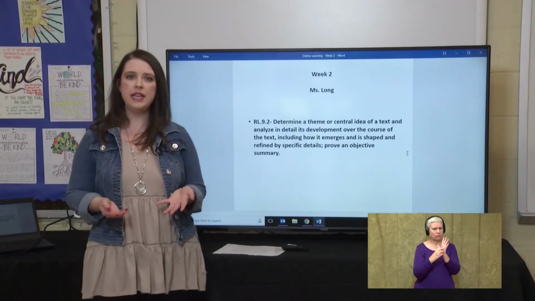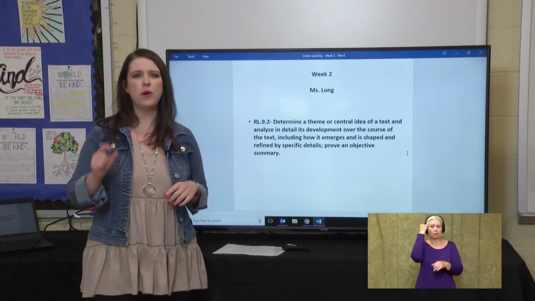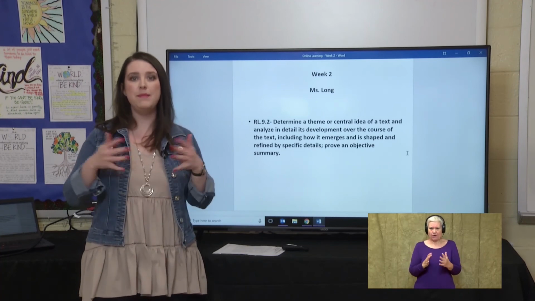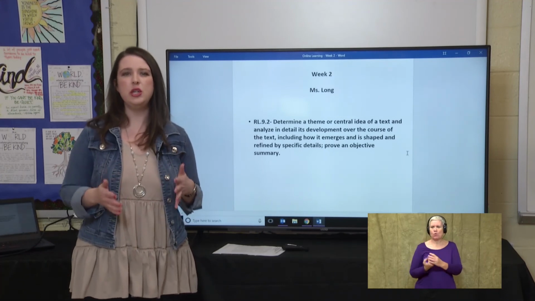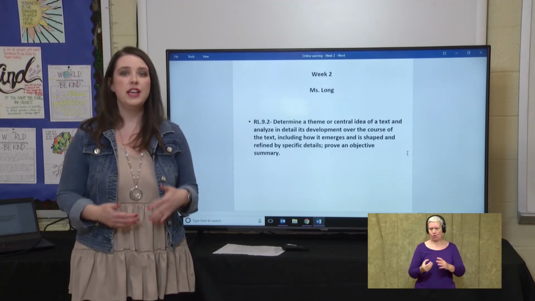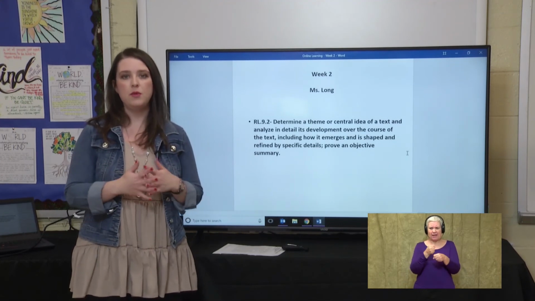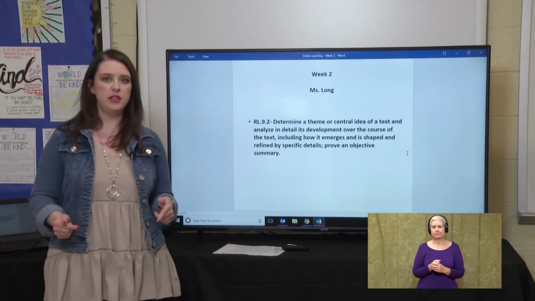Today, we're going to look at a larger text, and we're going to focus primarily on central idea and how a writer produces a central idea, and then how that writer makes it grow. Okay, and we're looking at how that person uses specific details to make that central idea grow throughout a larger text.